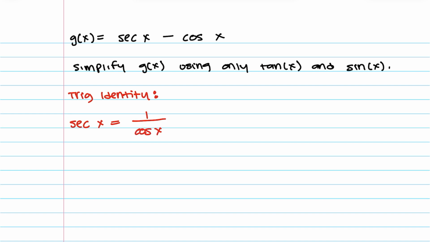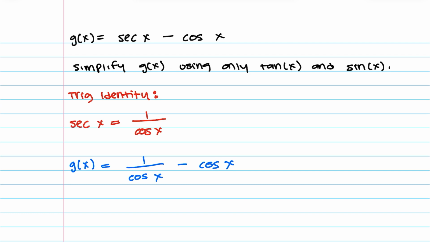And so by using this identity, you can go ahead and write g of x is equal to 1 over cosine of x minus cosine of x. Now, at this point, you have two terms subtracting from each other. The first term is a fraction, and the second term is just cosine of x. Now, since we're dealing with fractions, let's go ahead and change cosine of x to have the same base as the first term, so we can go ahead and combine them.